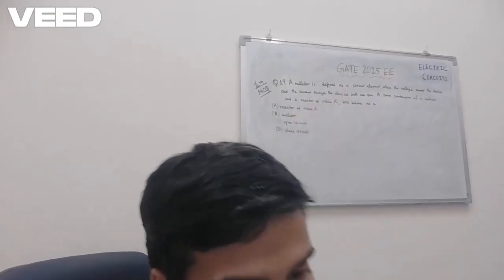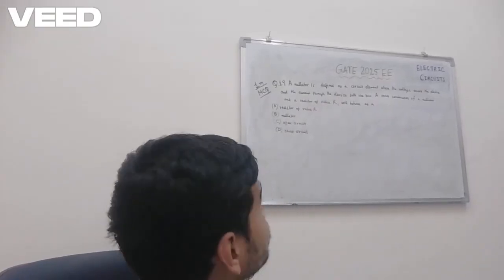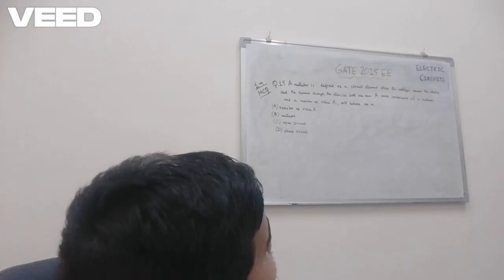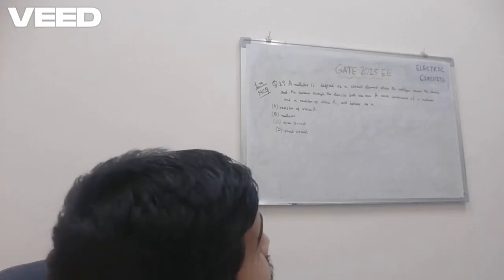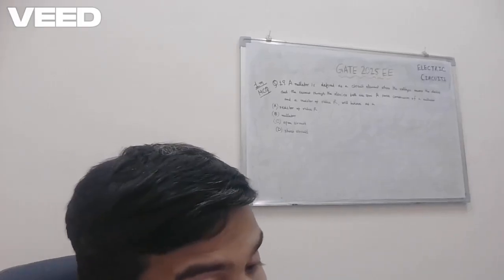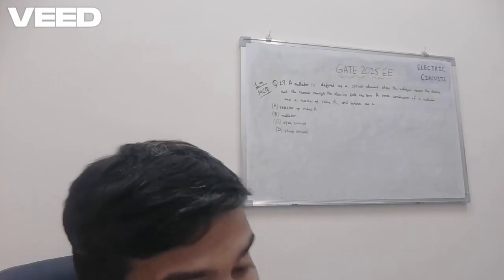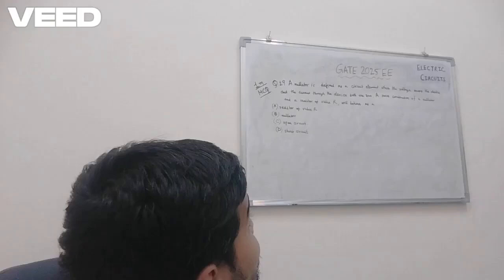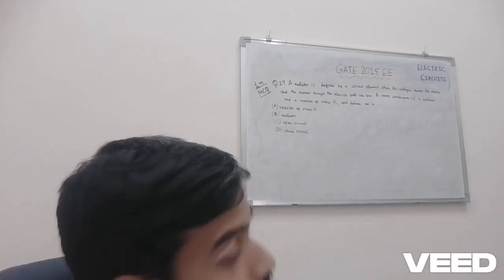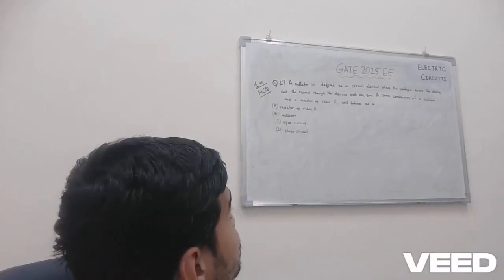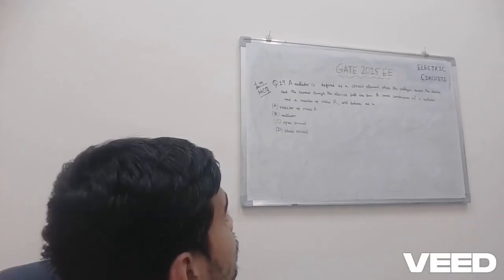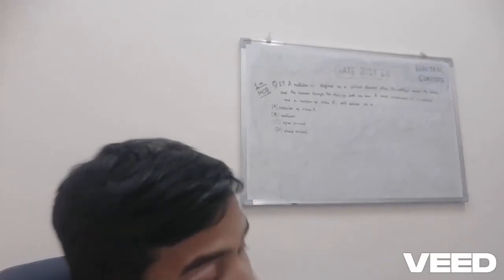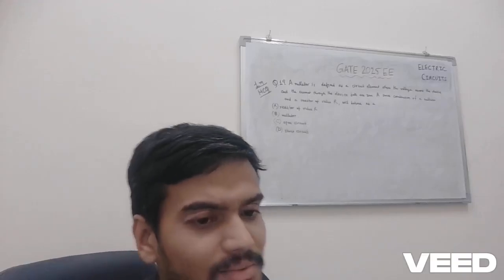a nullator is defined as a circuit element where the voltage across the device and the current through the device both are zero. A series combination of a nullator and a resistor of value R will behave as a, options are given as A, resistor of value R, B, nullator, C, open circuit and D, short circuit. So let's move on to solution for this question.